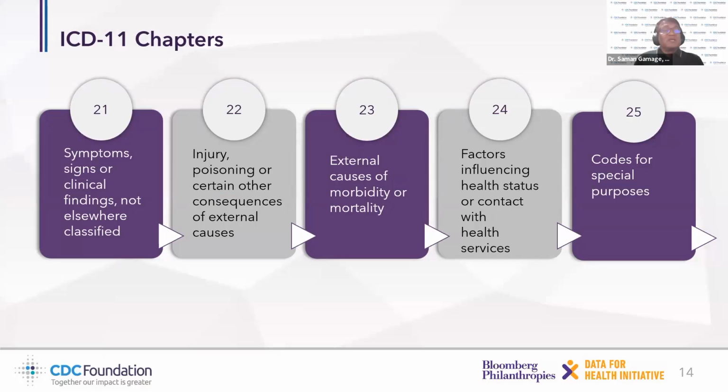Chapter 21, symptoms, signs, or clinical findings not elsewhere classified. Chapter 22, injury, poisoning, or certain other consequences of external causes. External causes of morbidity and mortality are classified under chapter 23. Factors influencing health status or contact with health services is chapter 24, and chapter 25 is for codes for special purposes.